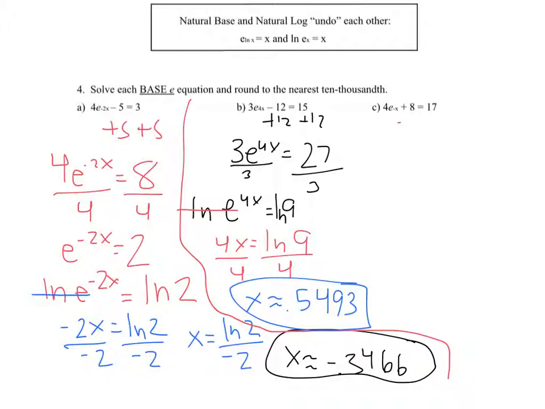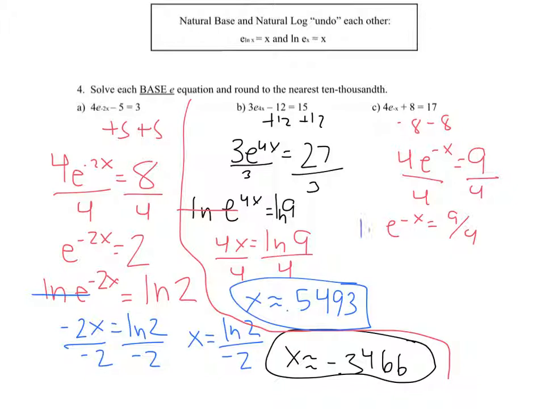Our last example, we'll start off by subtracting 8 from both sides so that I have 4e to the power of negative x is equal to 9. And next I'm going to go ahead and divide both sides by 4. So I have e to the power of negative x equals 9 over 4.